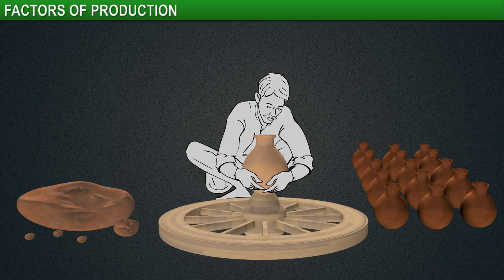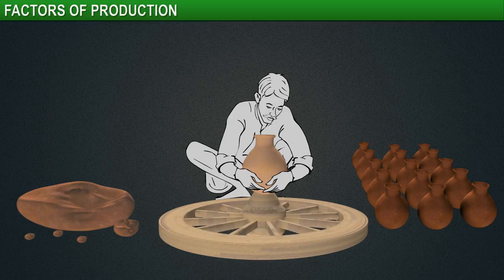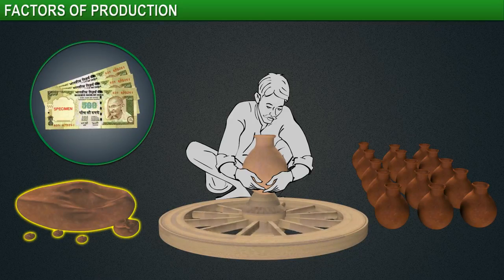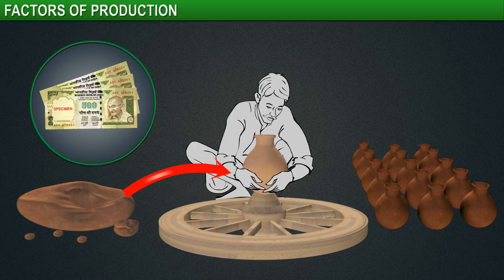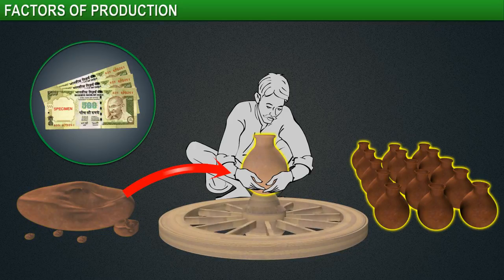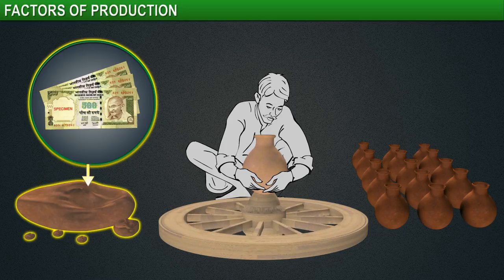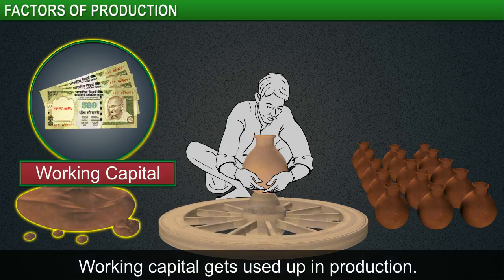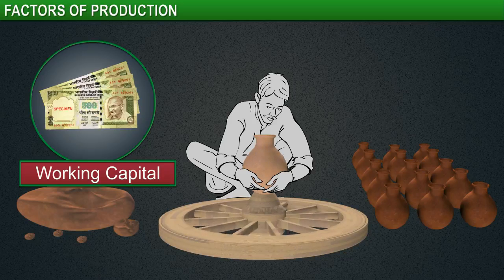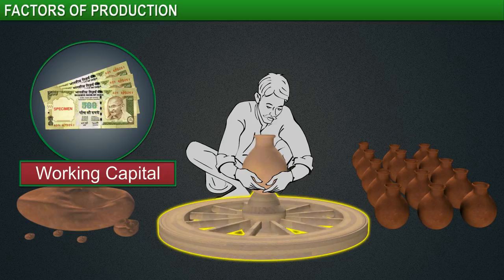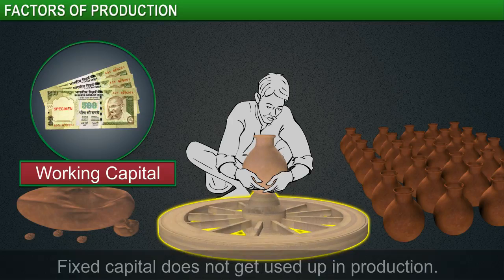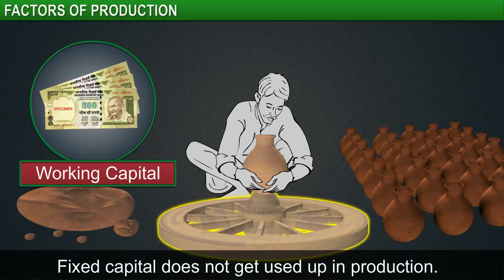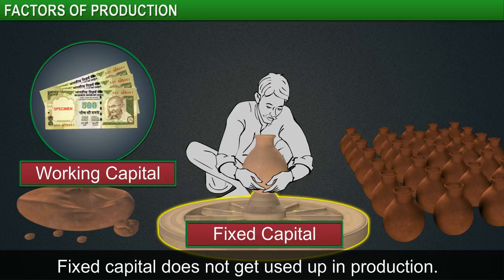Let us take the example of a potter to understand the difference between working capital and fixed capital. The potter uses money to buy clay. The potter uses the clay to make pots. Money and clay get used up in the production of pots. Hence, these are his working capital. However, the potter's wheel can be used again and again to make pots. It does not get used up in the production of pots. Thus, it is his fixed capital.